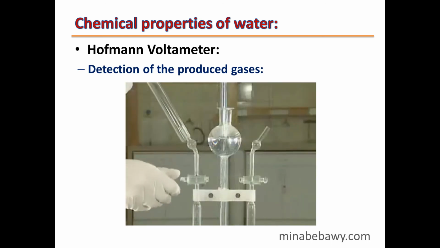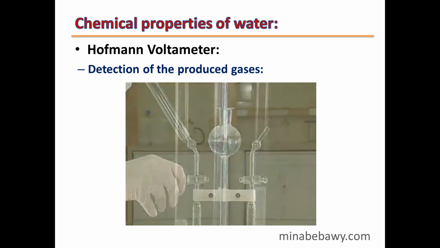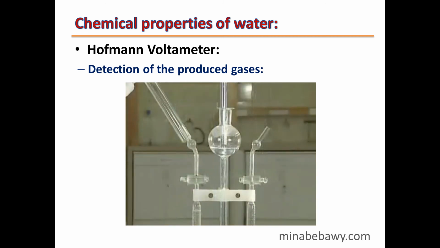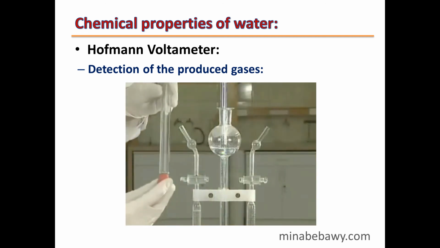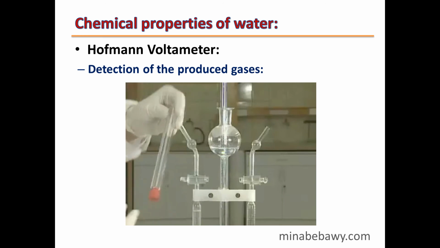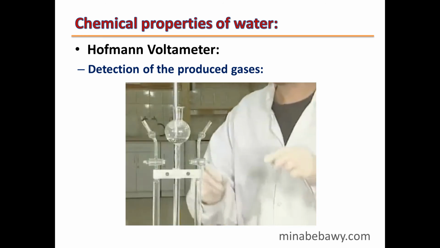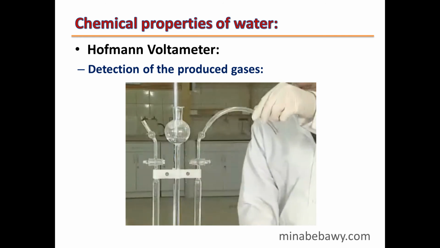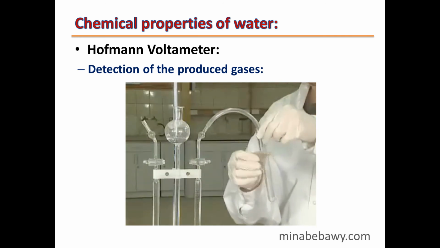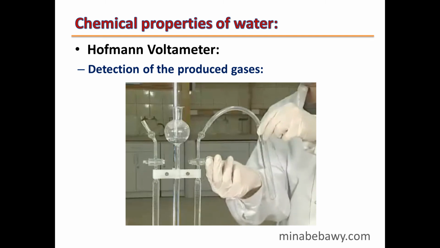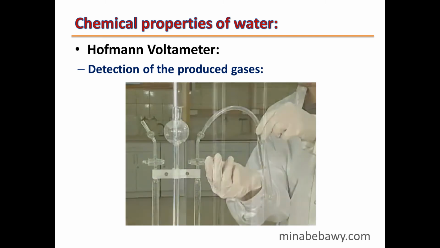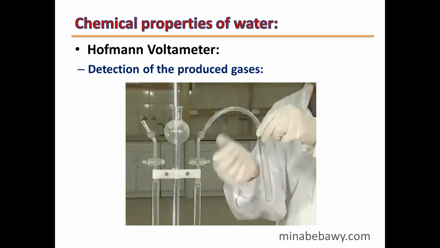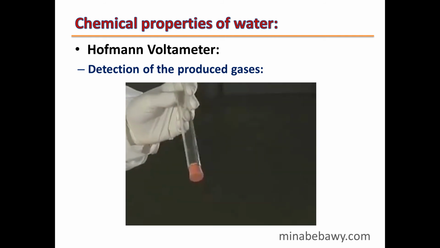Detection of the produced gases. We can collect the gas which is produced at the cathode in a tube, and we will collect the gas which is evolved at the anode in another tube, and we will test for the two gases, and we can identify each gas from its properties.